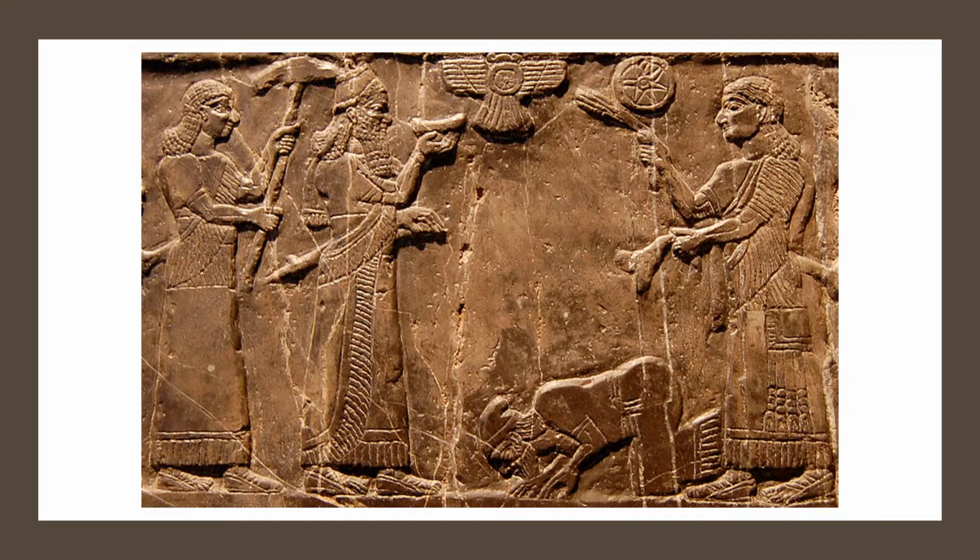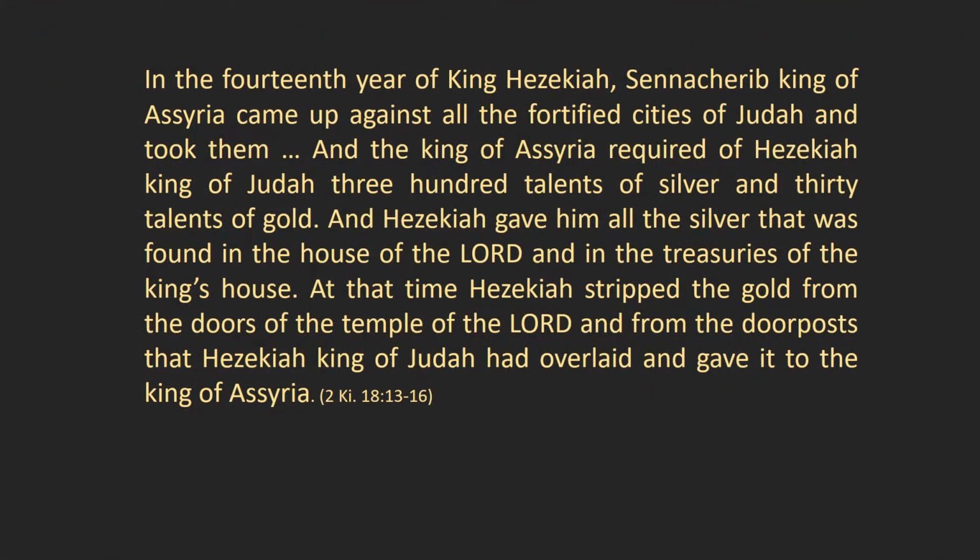This does, of course, not yet explain the tribute or clarify when and where it was presented, that second question. So let's look at how the Book of Kings speaks about the tribute. In the 14th year of King Hezekiah, Sennacherib, king of Assyria, came up against all the fortified cities of Judah and took them. And the king of Assyria required of Hezekiah, king of Judah, 300 talents of silver and 30 talents of gold. And Hezekiah gave him all the silver that was found in the house of the Lord and in the treasuries of the king's house. At that time Hezekiah stripped the gold from the doors of the temple of the Lord and from the doorposts that Hezekiah, king of Judah, had overlaid, and gave it to the king of Assyria.